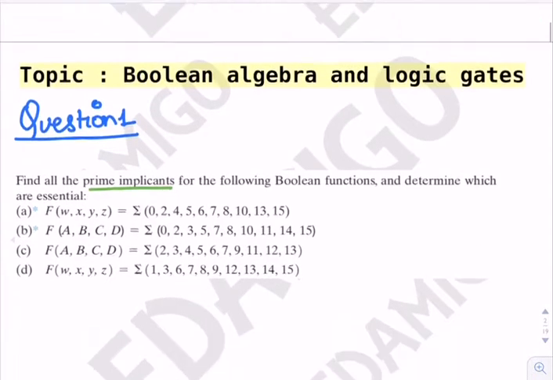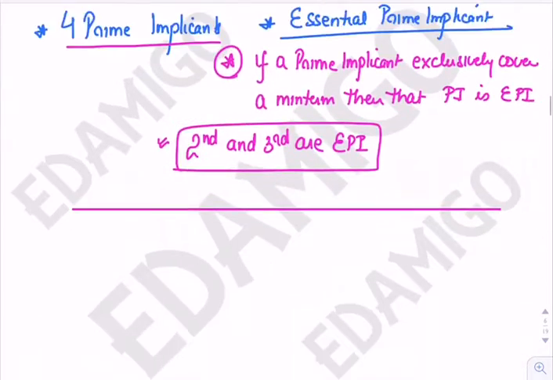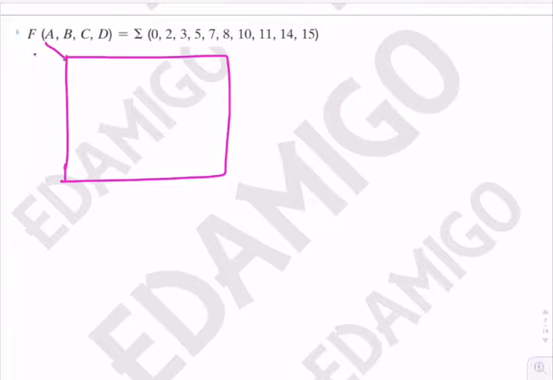Okay, so let me do another one. This is another question. Okay, so we will do this.